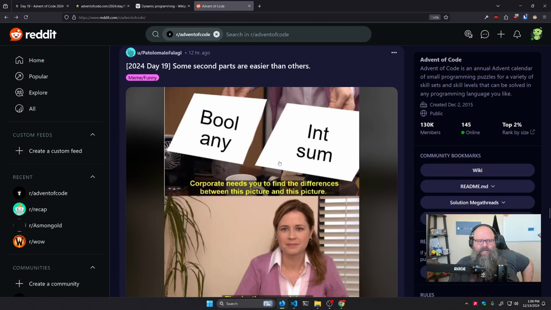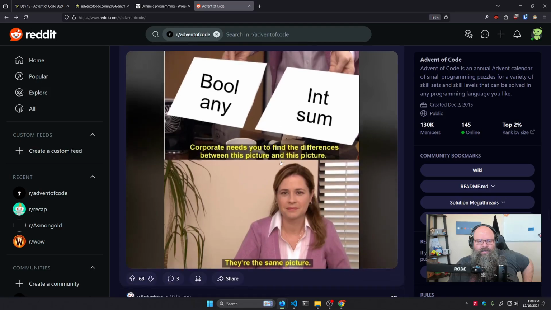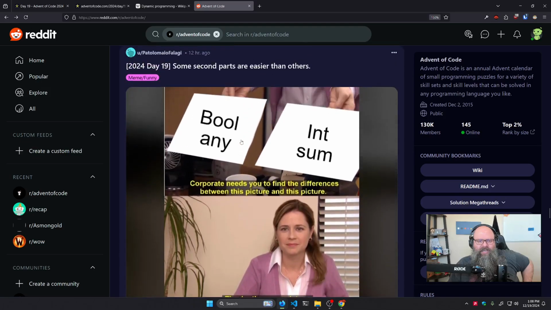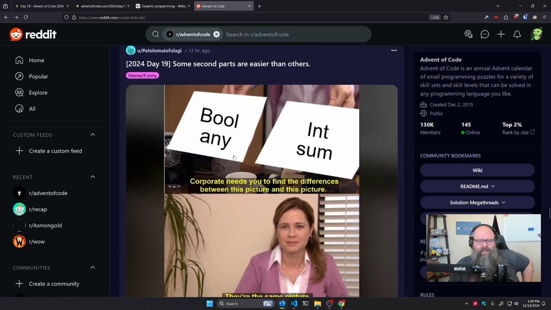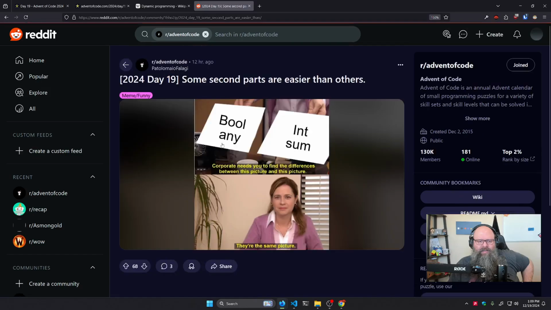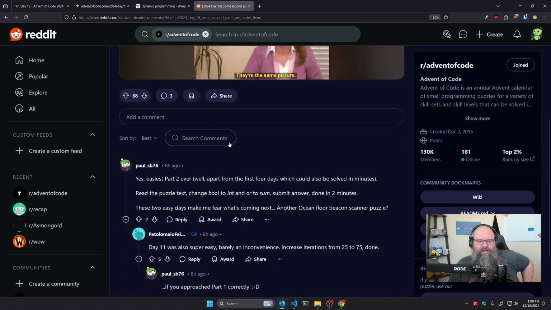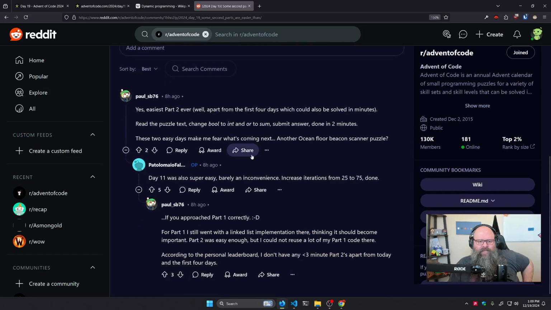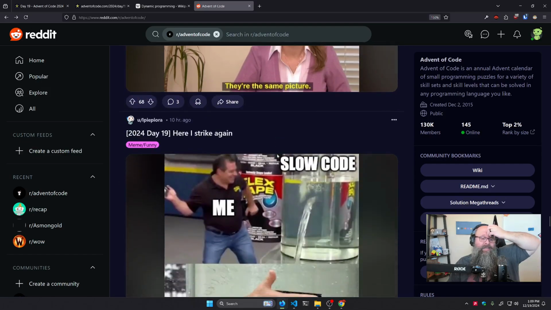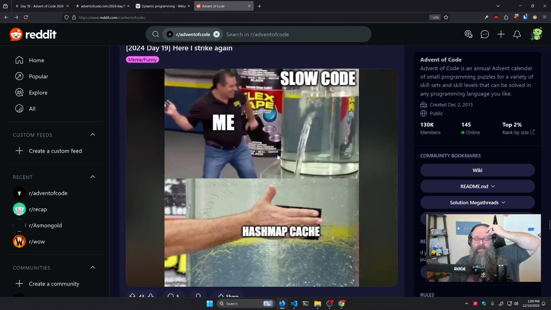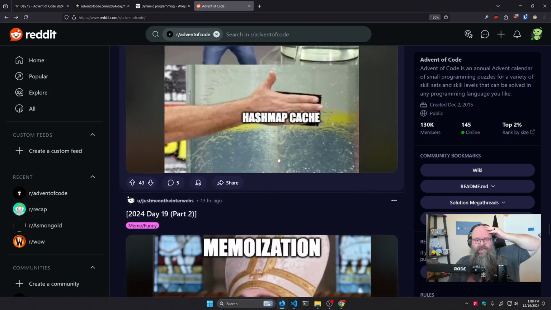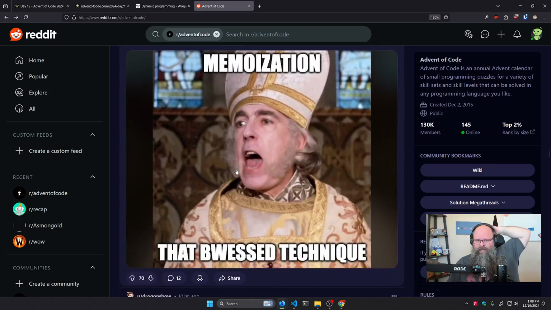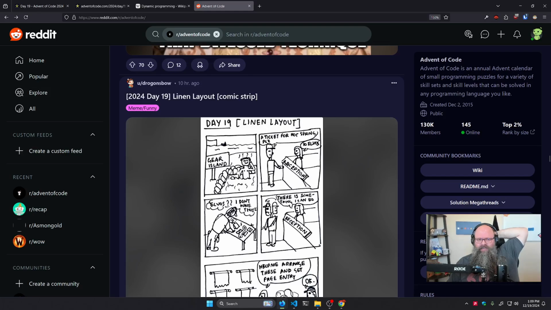Bool any, int sum. Oh, is this like a Haskell thing? Yeah, you could just switch it from any bool any to int sum in Haskell. I'd really like to get back to Haskell. It was kind of fun. Hash map cache. Boom, got it. Yeah, memoization was huge here, right?